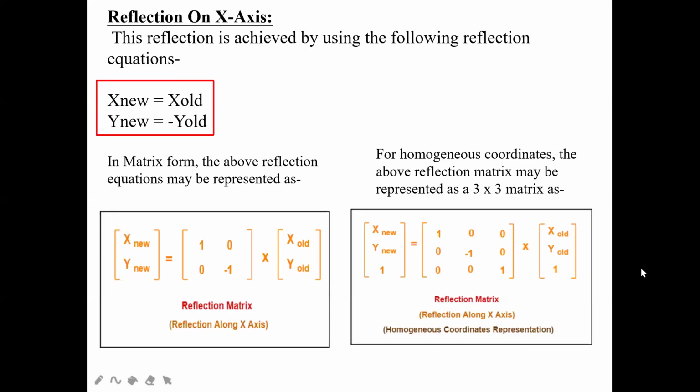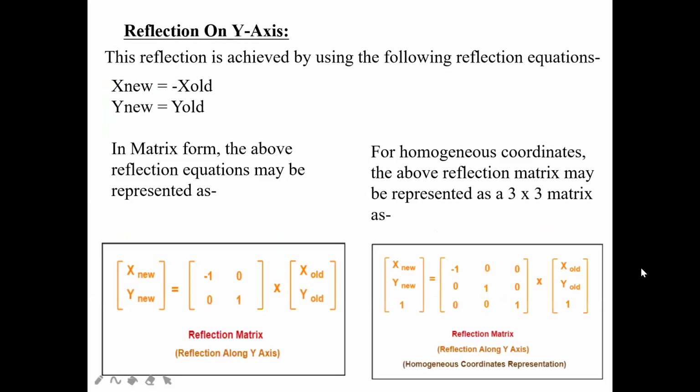So moving towards your next slide, here you can see the reflection on your y-axis. So how are you going to find out? Here the x new value will be the negative of your x old and the y new value will be y old. Okay, so here only the x new value you are going to change in the matrix form.